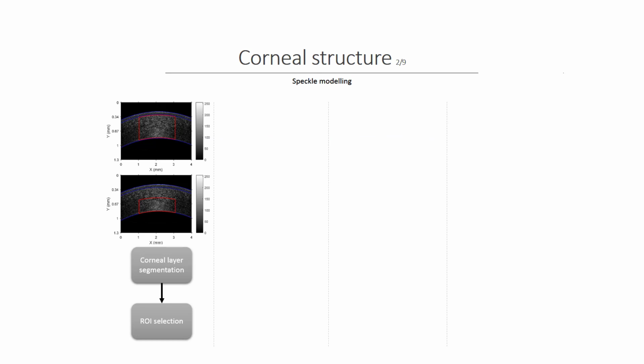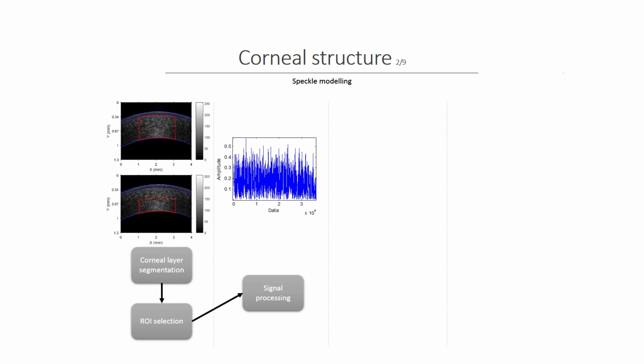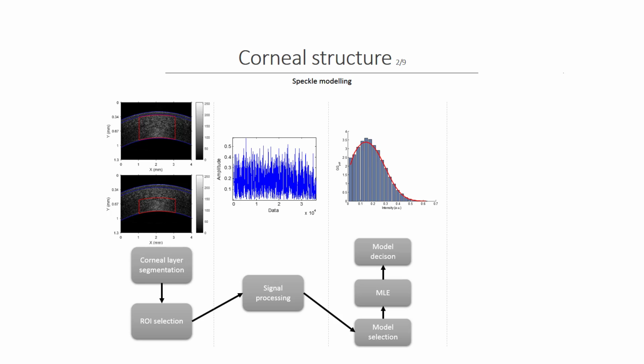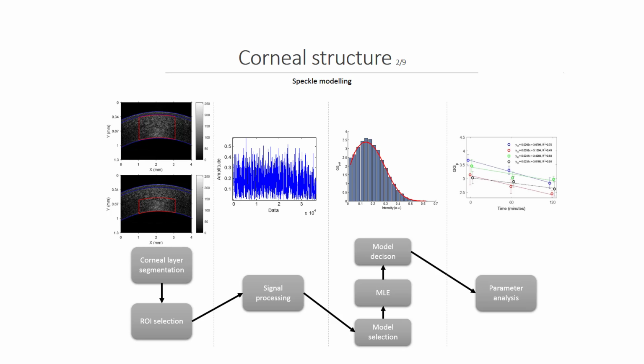The first step of this methodology is to do the proper corneal layer segmentation. Then, a region of interest must be selected. The following step is to apply proper signal processing techniques in order to improve the signal-to-noise ratio. Then, the best model to fit the corneal speckle must be chosen. The parameters can be estimated using the maximum likelihood estimator, and the final decision can be based on model selection criteria, such as the Akaike information criterion. Finally, the parameters of the chosen model are used to study the changes in the corneal properties.